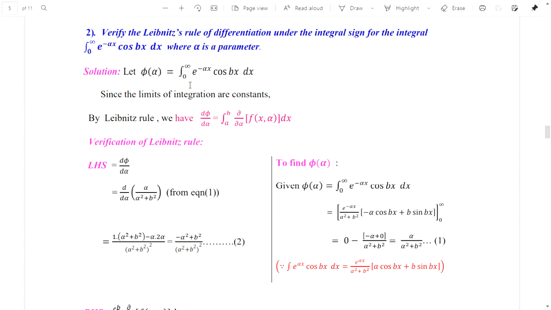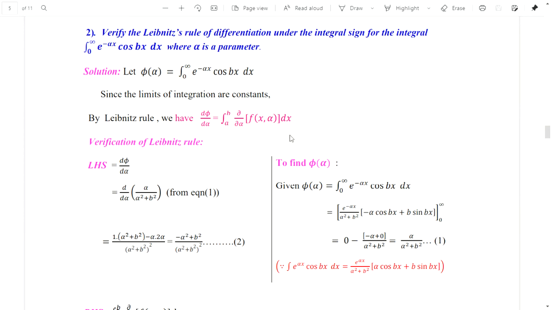Here, by observing the limits, this is 0 and infinity, which are constants. So the Leibniz rule becomes d phi by d alpha is equal to integral of a to b dou by dou alpha of f of x comma alpha into dx.